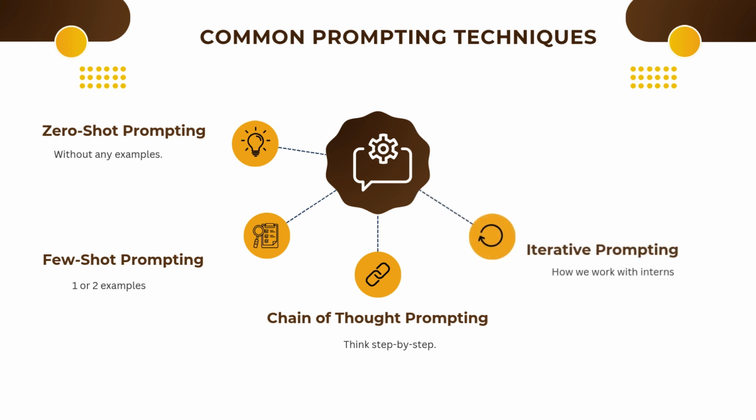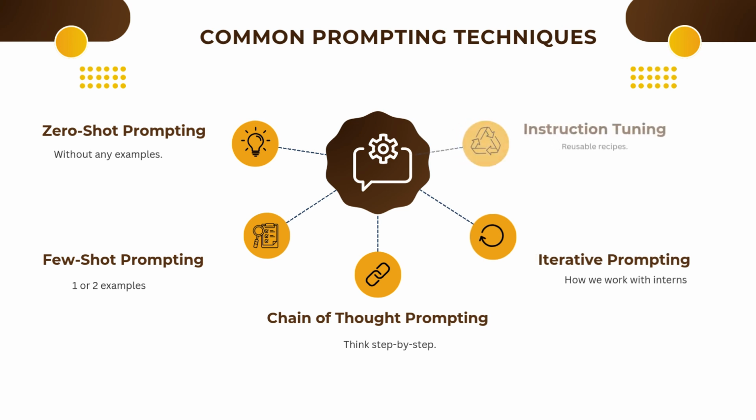Then we have iterative prompting, which is exactly how we work with interns. You don't need to get it perfect on the very first try. You can say, "great start, now add variance percentage. Also include a one line summary per cost head." AI remembers the conversation, so it treats it like a dialogue. And finally, for more advanced users, there is something called instruction tuning. This means creating structured prompt templates like reusable recipes.